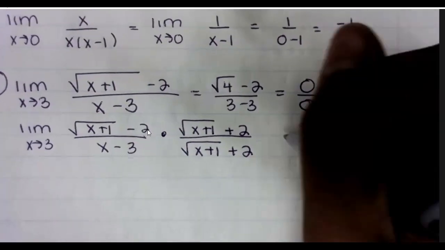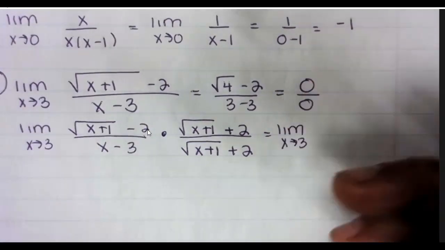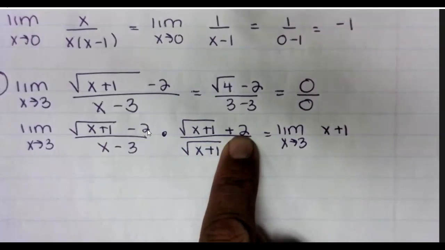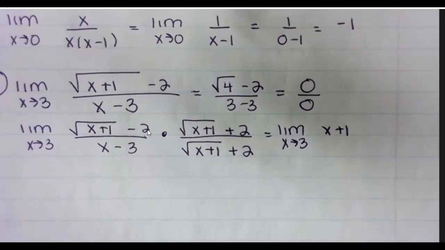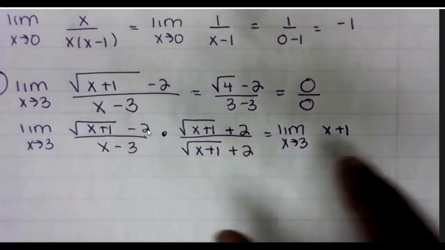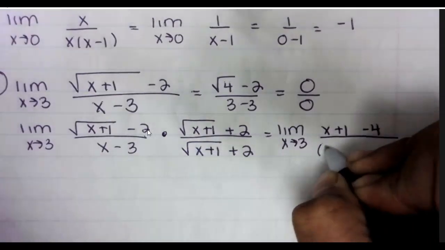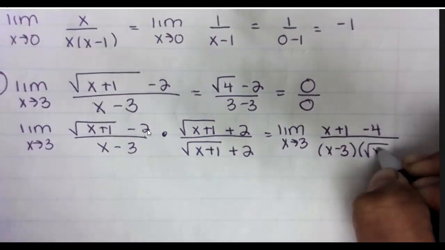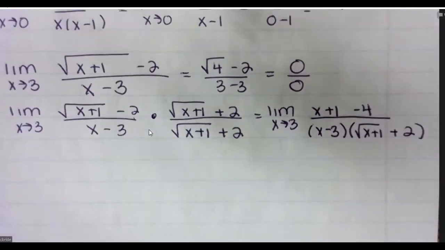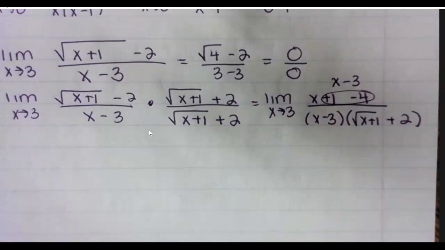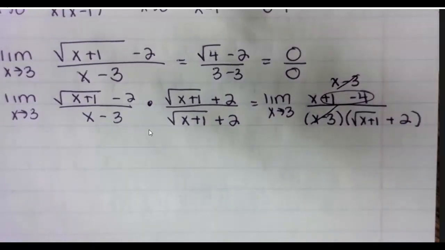Don't FOIL your denominator. So you get the limit as x approaches 3. Square root x plus 1 times square root x plus 1 is x plus 1. Square root x plus 1 times 2 is 2 square roots x plus 1, but the middle is negative 2 square roots of x plus 1. So they cancel. Negative 2 times 2 is negative 4. All over x minus 3 times square root x plus 1 plus 2. Notice how I keep them grouped in parentheses. I don't want to multiply them. The reason for that is because here, plus 1 and minus 4 makes my numerator x minus 3, and that cancels nicely with that denominator.